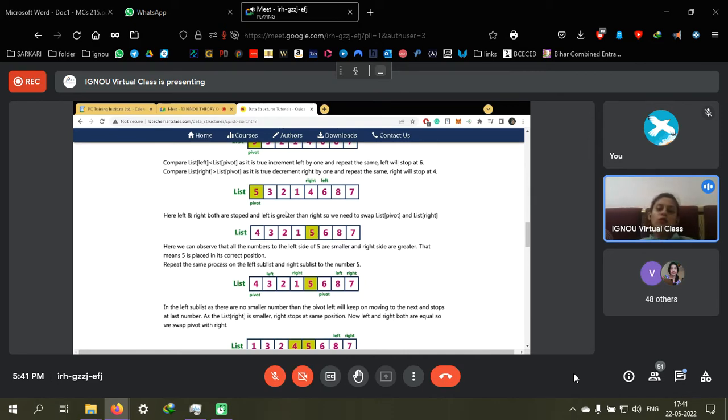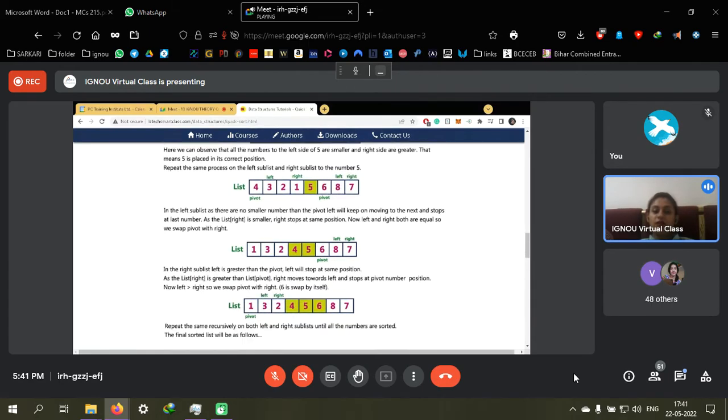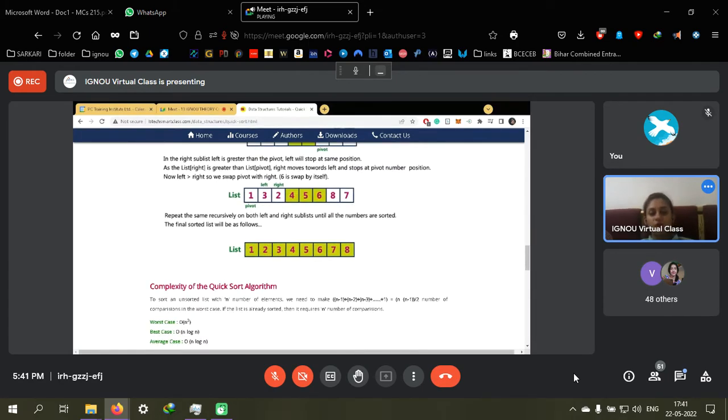Now both of these are different lists. Here we observe that all the numbers on the left side of 5 are smaller and the right side are greater. That means 5 is placed in its correct position. Now we have 2 lists here, this one and this one. We consider these 2 lists as individual lists and perform the similar steps that I performed in the previous list. And in the end we will get the complete solution.